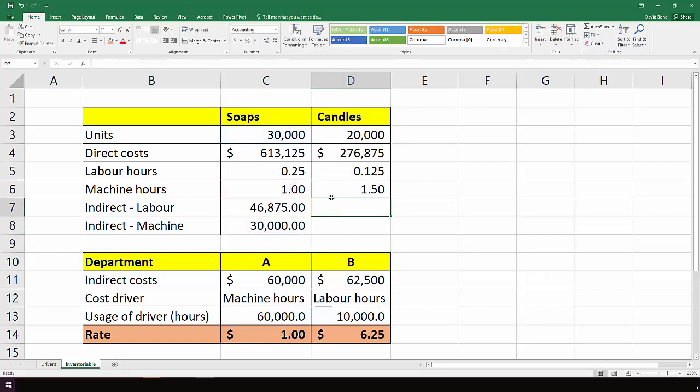And we do the same with candles, so it's the number of units times the labor hours times the labor rate, and equals the number of units times the number of machine hours times the rate per machine hour.